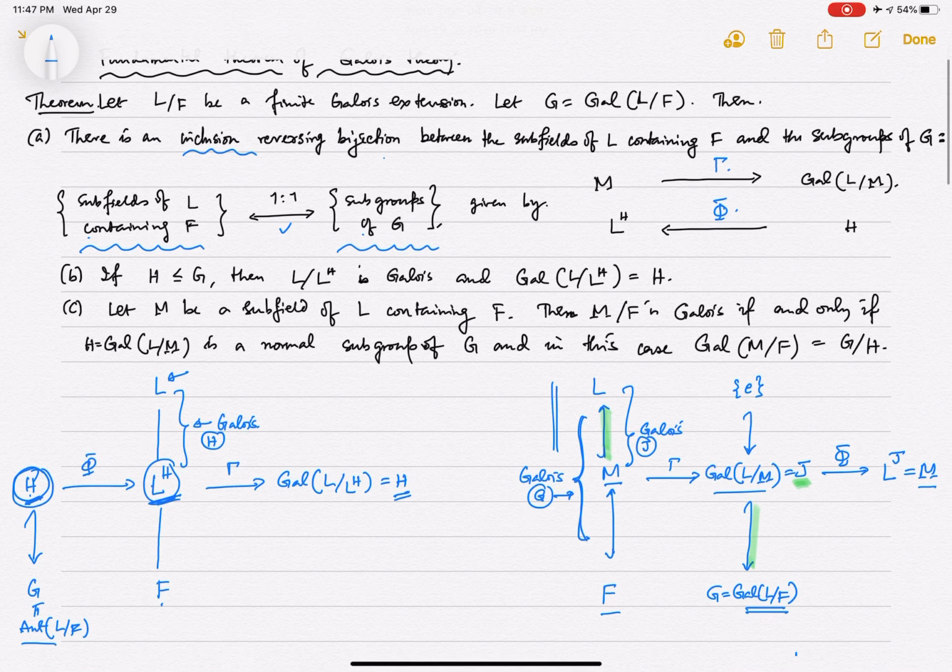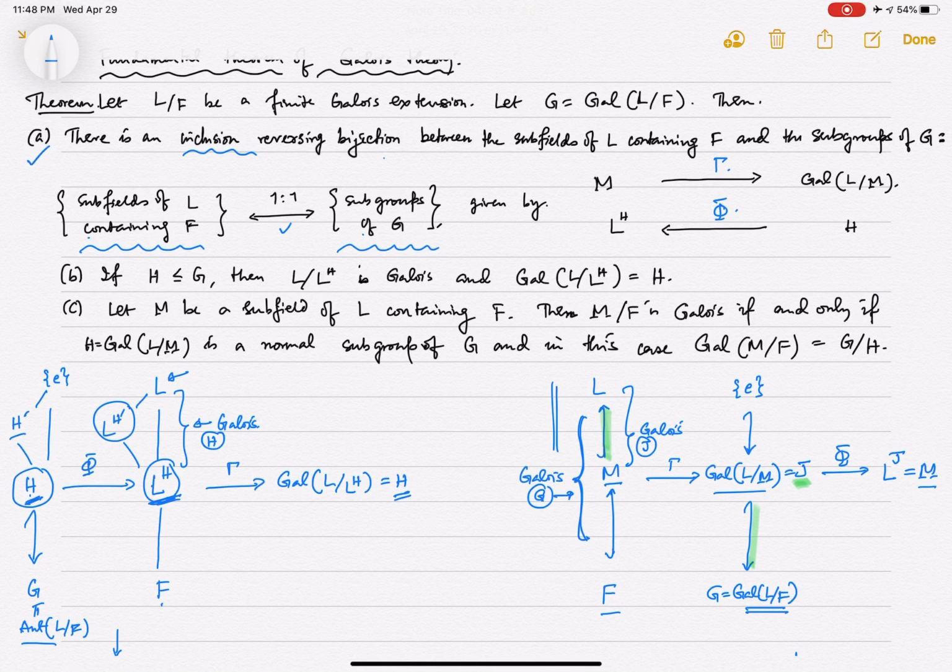What about the inclusion reversing part? Well, that's basically just group theory. If you take an H prime, some subgroup that is smaller than H. Remember, on the group theory side, as you go down, things get bigger. Then a smaller subgroup is going to fix at least this much. Probably it will fix more. So that's why you get a subfield that is bigger, and vice versa.